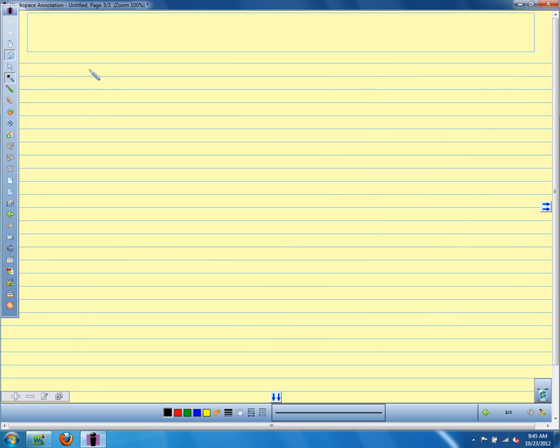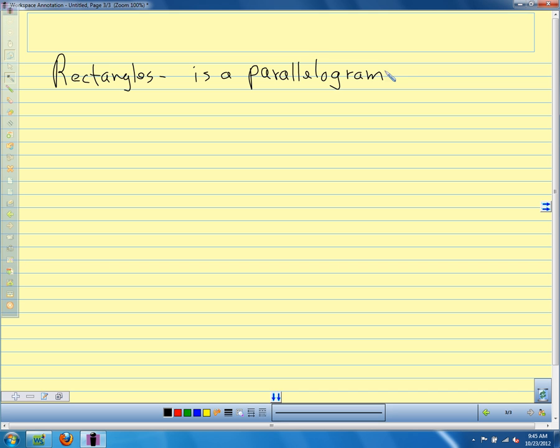All right, so let's go over to the left and talk about rectangles. Rectangles are also parallelograms. So a rectangle has all the properties of a parallelogram. Everything we listed in a parallelogram would also be true of a rectangle. But rectangles have four right angles. And again, right angles means 90 degrees. So a rectangle is a parallelogram with four 90 degree angles.